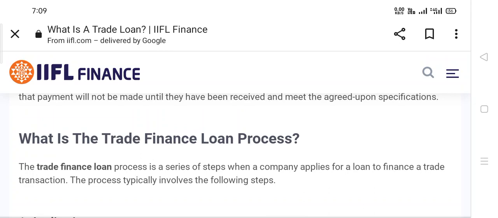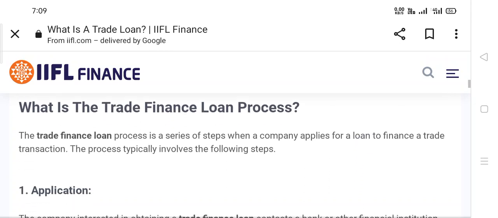What is the trade finance process? The trade finance loan process is a series of steps when a company applies for a loan to finance its trade transactions. The process typically involves the following steps: Application.